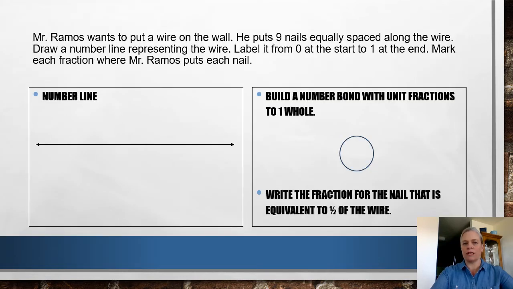All right, here's a problem for us to think about. I imagine that we're at the carpet right now as we do this. So this says Mr. Ramos wants to put a wire on the wall. He puts 9 nails equally spaced along the wire. Your job is going to be to draw a number line representing the wire. You'll label it from 0 to 1, and then you're going to mark each fraction where Mr. Ramos puts each nail. It's key to remember that 0 and 1 will also be on there as you put your 9 nails on the number line. Go ahead and jot down on your piece of scratch paper what your number line would look like.